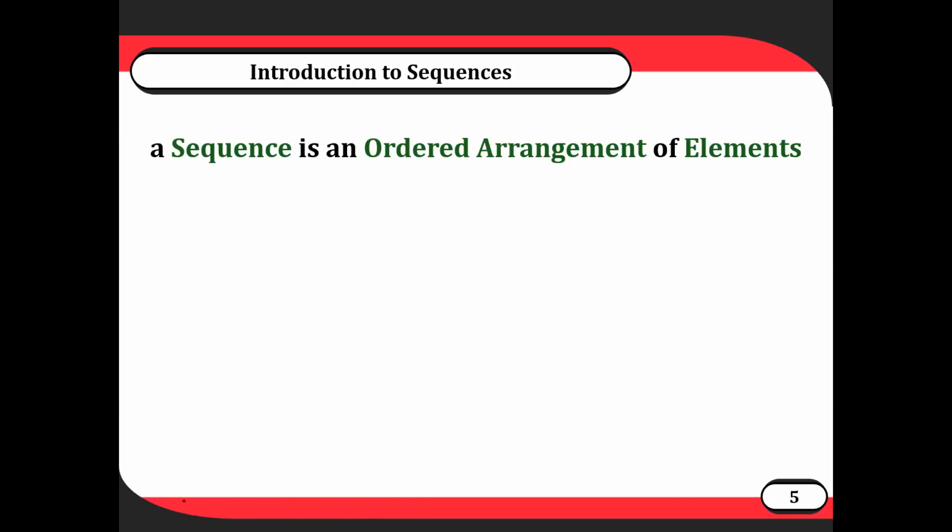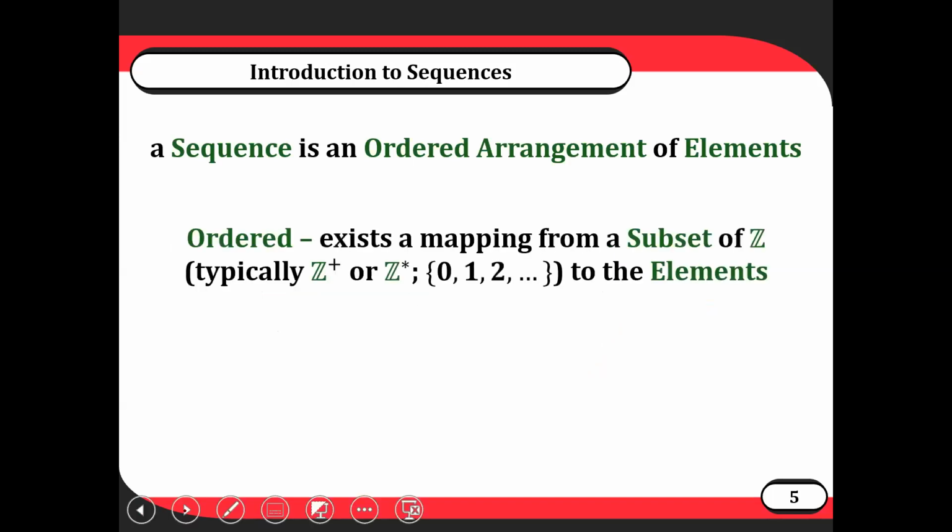Okay. So, introduction to sequences. A sequence is an ordered arrangement of elements. What does that mean? Ordered means basically we can assign each of them a number, so 0, 1, 2, etc., and then they exist in that order. This is the set of integers, and Z plus is the positive integers, and Z star is the same thing but starting at 0.